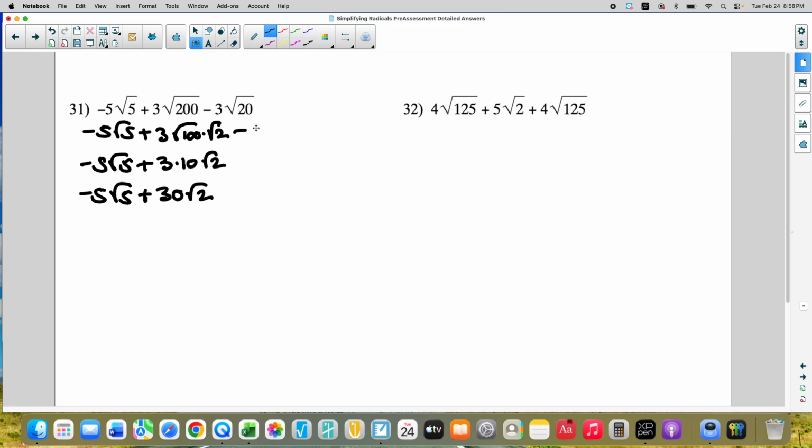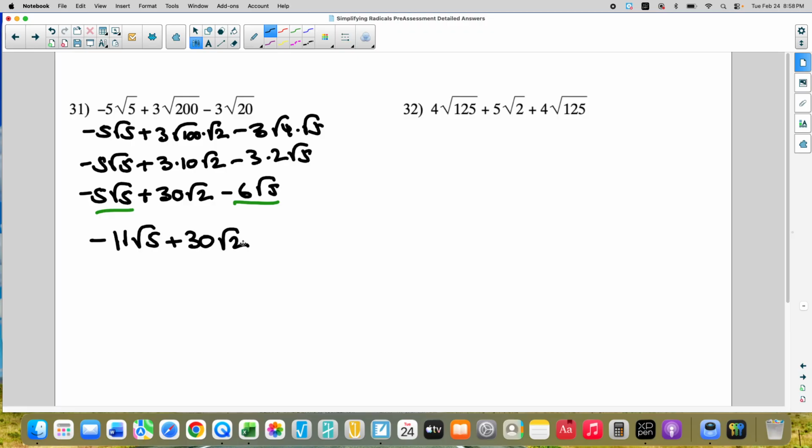Now let's deal with this. Negative 3 times rad 4 rad 5 minus 3 times 2 rad 5, which is negative 6 rad 5. We've got like terms here. Both have rad 5s. That would make negative 11 rad 5 plus 30 rad 2. And that's our answer. We can't combine these two.